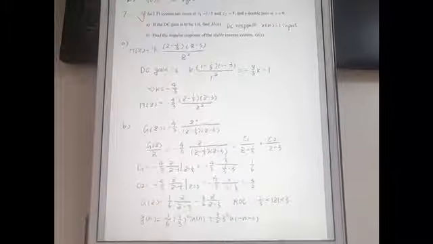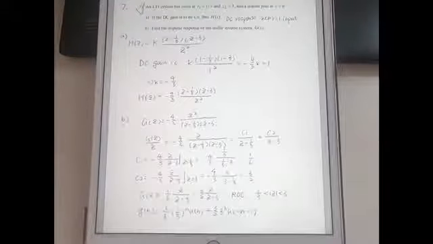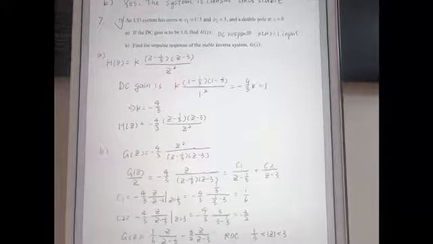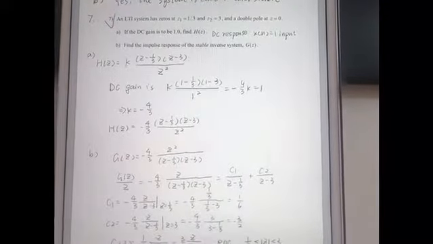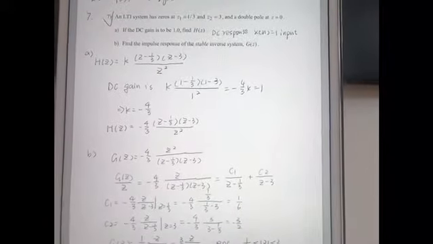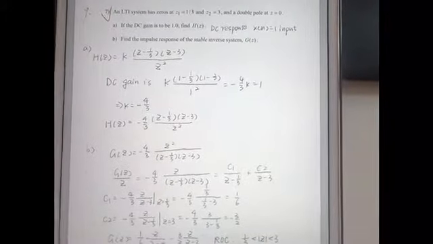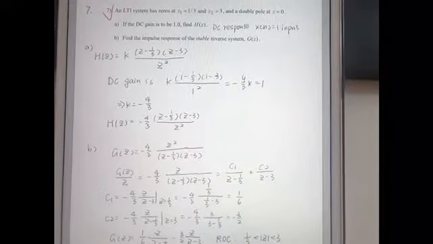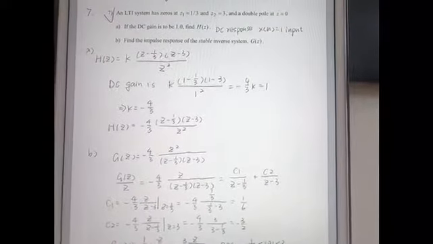This is the solution for question 7 in homework 3. Now we first have a look at the question. It provides us the zeros at z1 equals 1/3 and z2 equals 3 and a double pole at z0 for an LTI system.